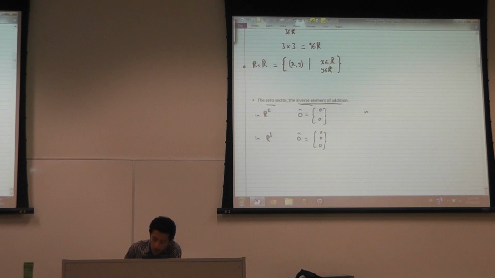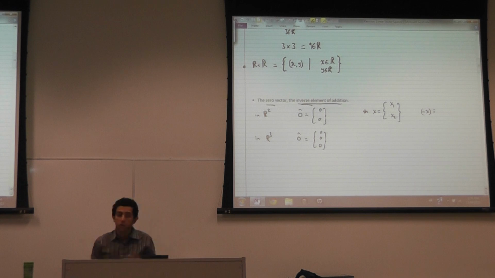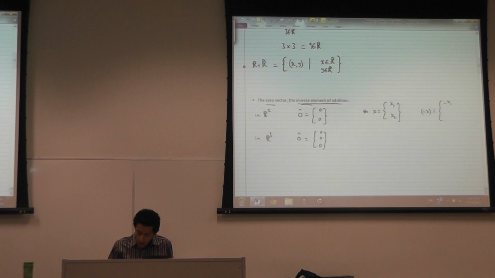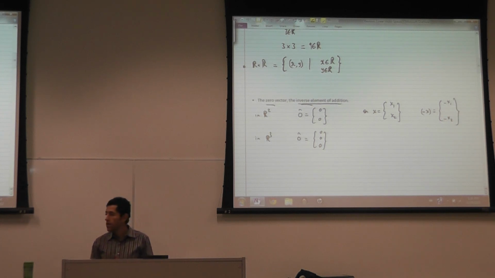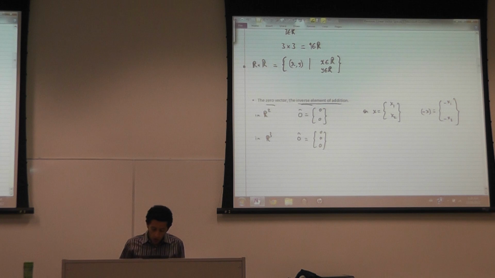Also, it has an inverse element of addition. If x is equal to the vector x1, x2, the negative x, which is what we call the opposite of x, is nothing but the opposite of x1 and the opposite, or the inverse, of x2. And when you add x and negative x, you get the zero vector, and so on.